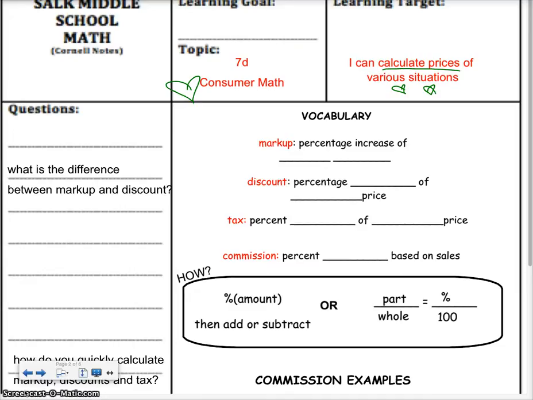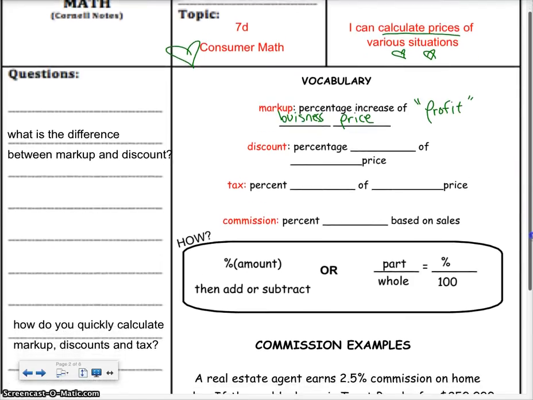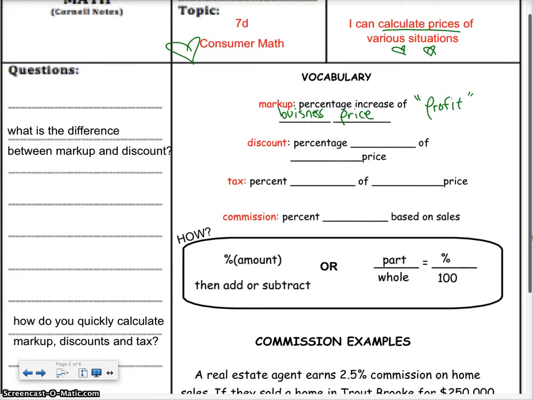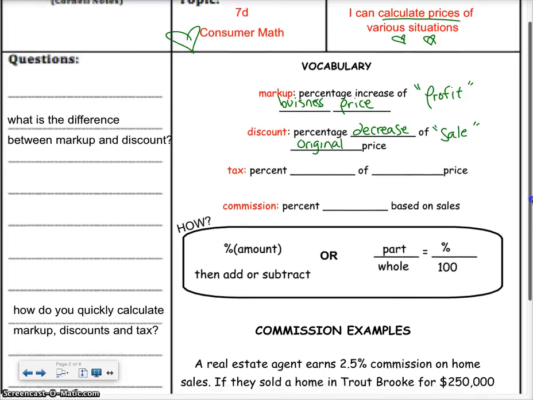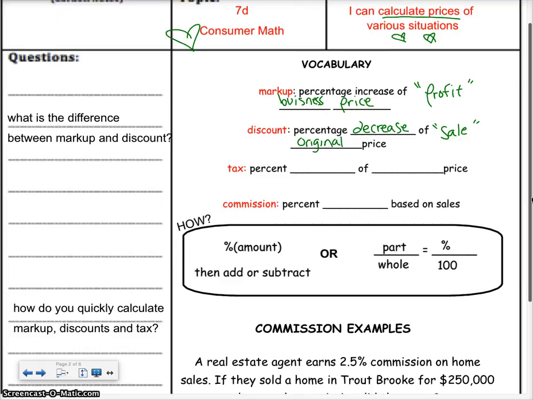First, markup. Markup is a percentage increase of the business's price. It's how businesses make a profit. They have to mark it up to get a profit. Discount is a percentage decrease of the original price. That is your sales. So markup is how you make profit. You're marking it up, so it's going to get more expensive. Discount is decreasing. You're on sale.